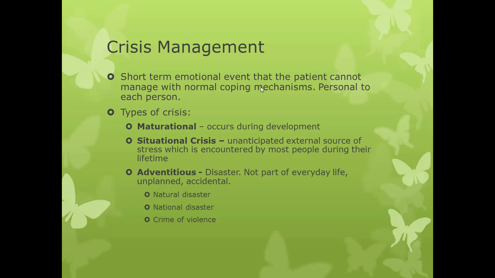So then adventitious crisis, this is a disaster. This is not something that everybody deals with at one point in their life. It's not planned. It could be a natural disaster, such as when we had the floods up here. It could be a national disaster. Could be a violent crime. So you see, not that it does happen, but not everybody has to deal with it at one point or another.